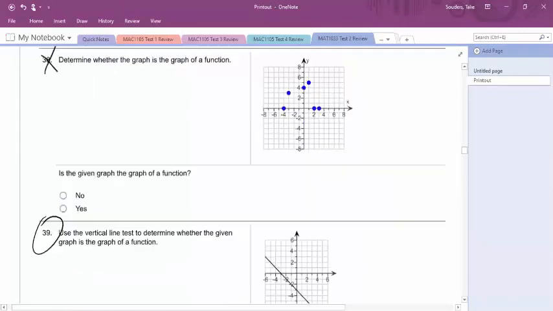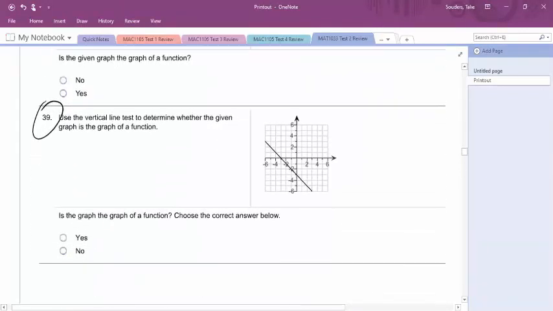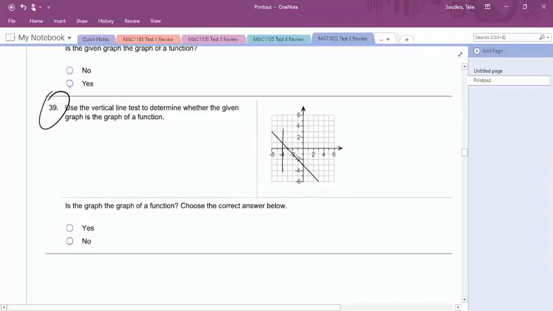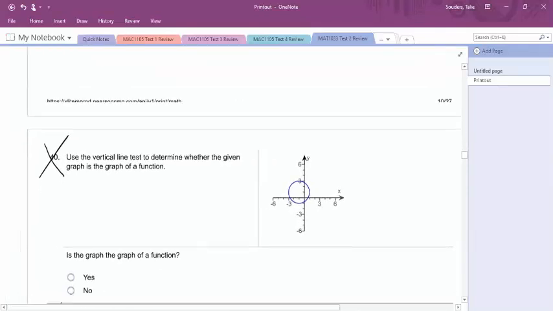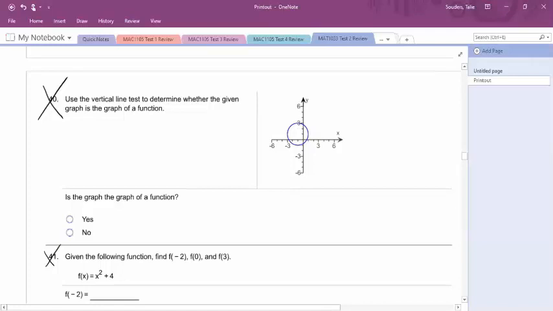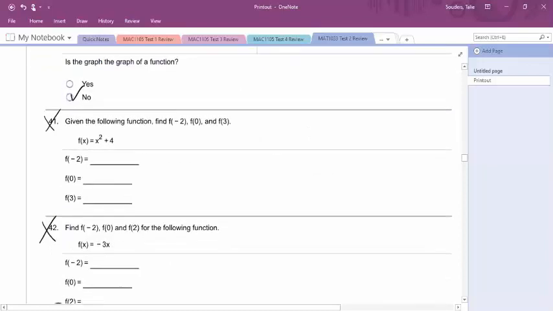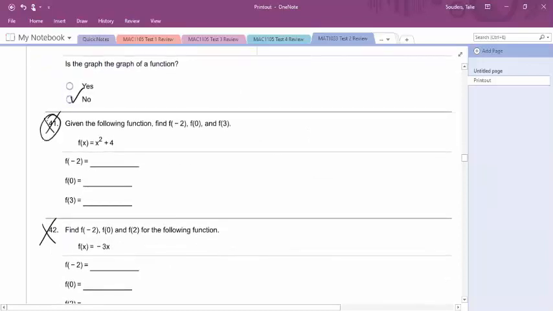What about number 39? It's a function. Good, because any vertical line that you draw only crosses it once. Yep, so that is a function. What about number 40? Is that a function? No, because any line that you draw through the circle automatically crosses it twice. So no. Okay, we're actually doing pretty well with time, so I'll keep adding a few problems back.